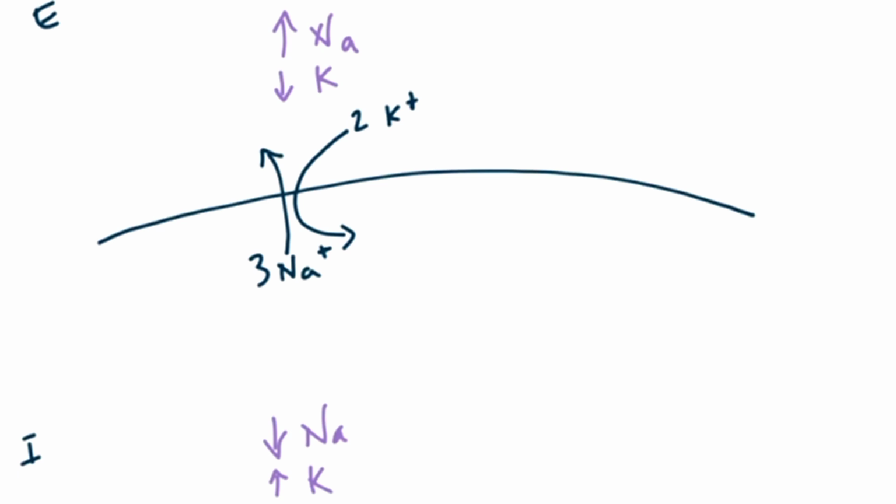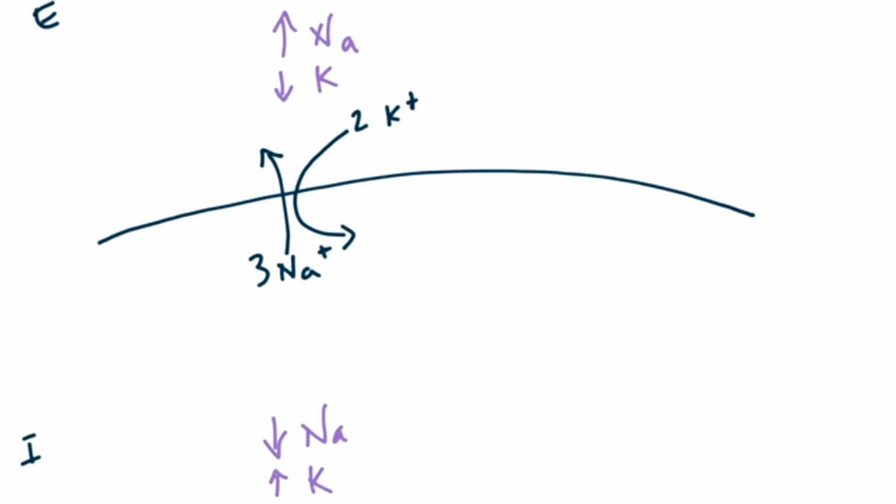Some students attribute the sodium-potassium ATPase as the primary reason for the establishment of the negative 70 millivolt resting membrane potential. They think, oh, 3 sodium molecules leave the cell and 2 potassium molecules enter the cell, so eventually the inside of the cell will lose more positive charges and will have a negative resting membrane potential.